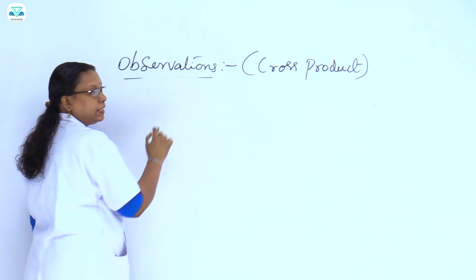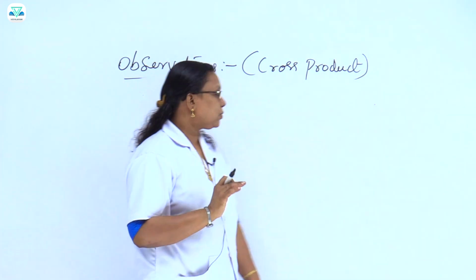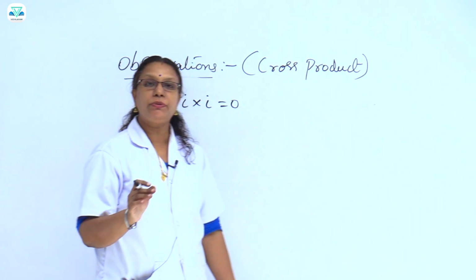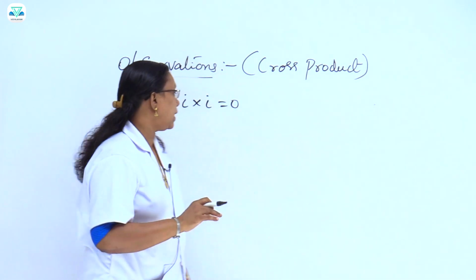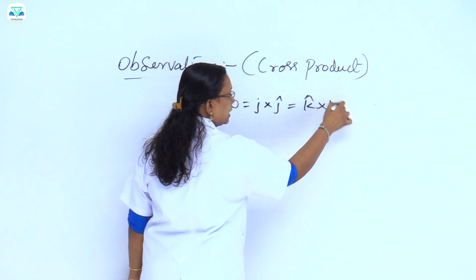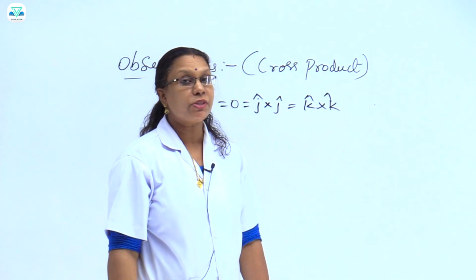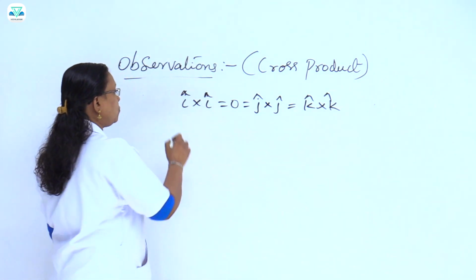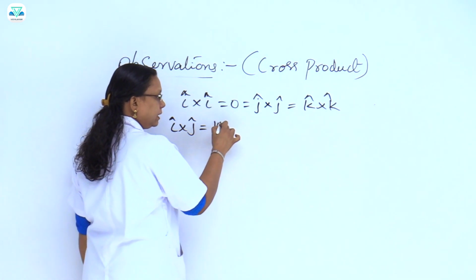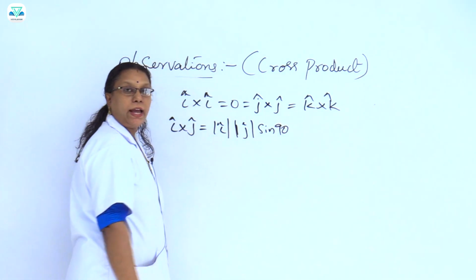Now consider the i j k vectors. We know they are mutually perpendicular vectors. So I cross I will be 0. We know the angle between I and I is 0, so since sin 0 is 0, I cross I is 0, which is the same as J cross J, which is the same as K cross K. So I cross I, J cross J, K cross K will all be 0. Now what about I cross J? I cross J is modulus I modulus J and sin 90, since the angle between I and J is 90 degrees.